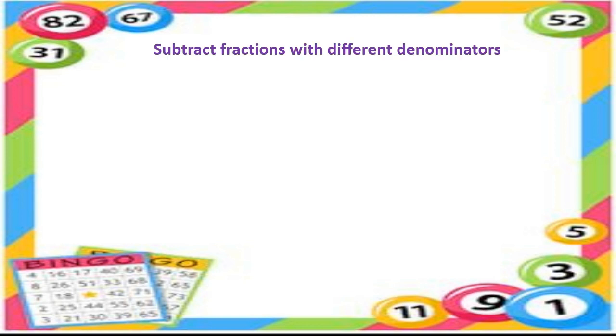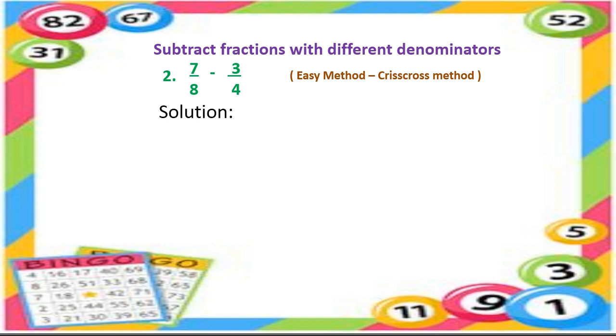Now let's do one more question with a different denominator. Here we have to subtract 7 upon 8 and 3 upon 4. Now again we are going to use the easy method, which is also called the crisscross method. Now begin the solution. What is the first step? Very good. The first step is we have to cross multiply the two fractions and subtract the results together to get the numerator of the answer.